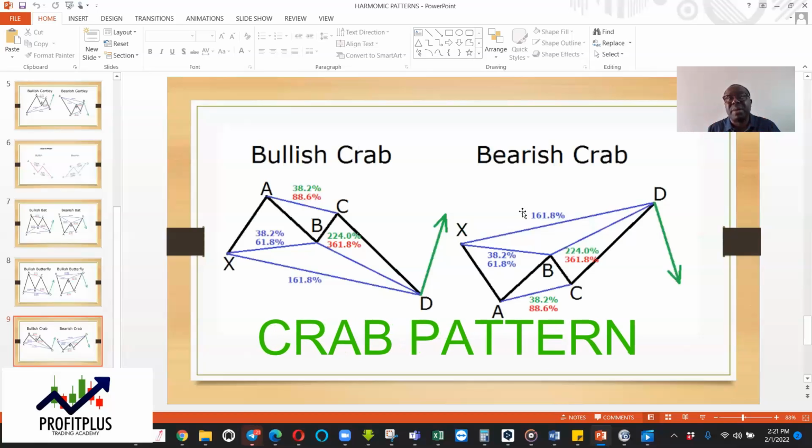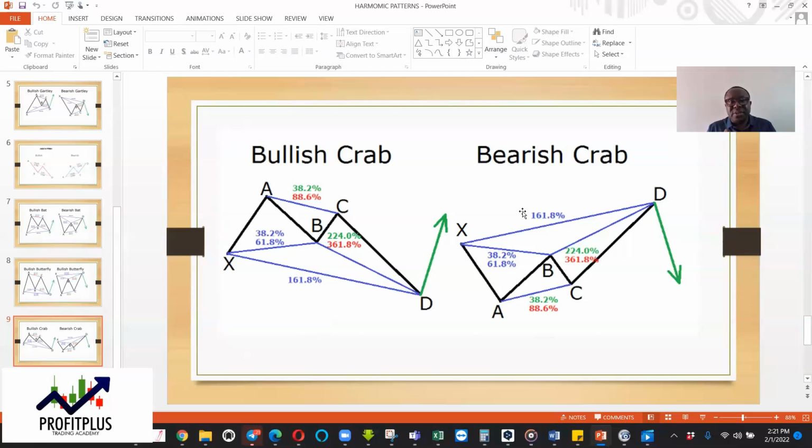Oh, I like the crab. The crab pattern is the most effective. In all my years of training, anytime I identify this pattern, it has been 10 out of 10. It does not fail. If I have time in this video, I'll show you a live structure pattern of this crab.